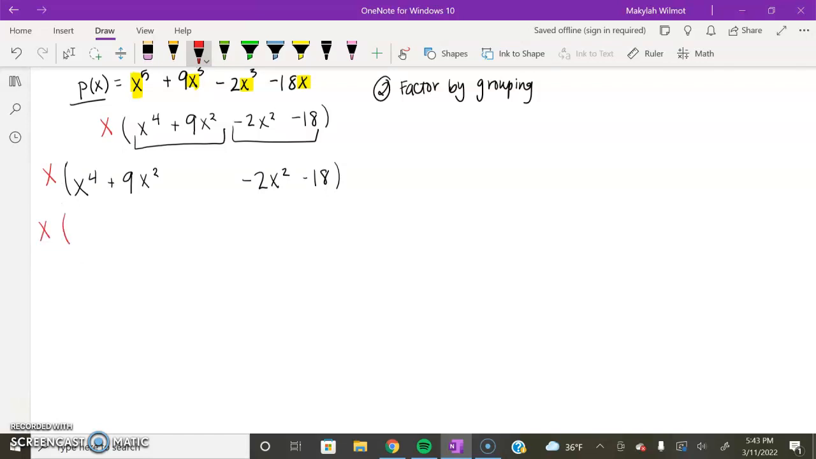So now we have x, and we are going to look at this one. So we have x squared as a greatest common factor, right? And that leaves us with x squared plus 9. Okay. Now we're going to do, we'll do pink.